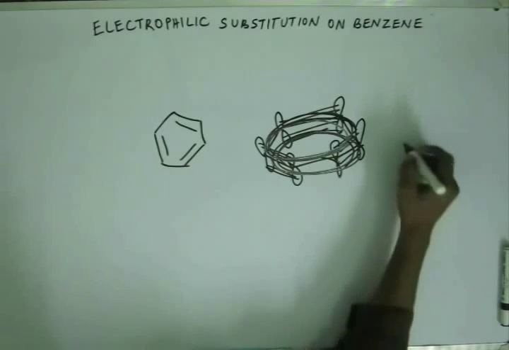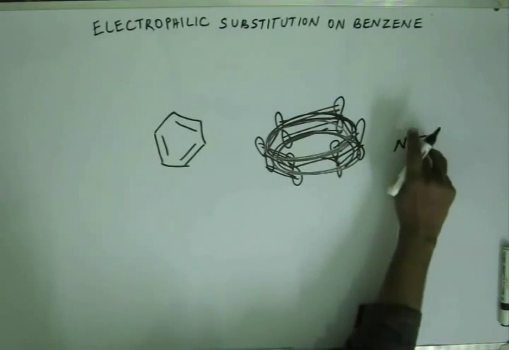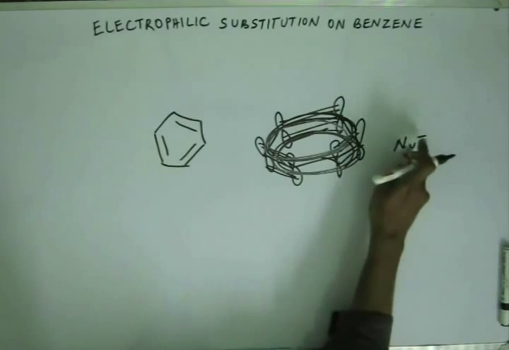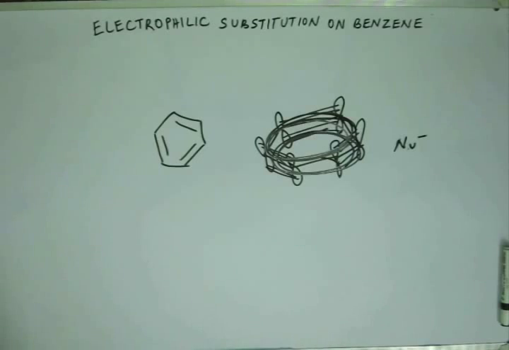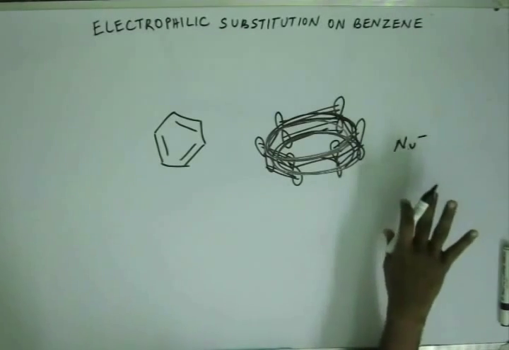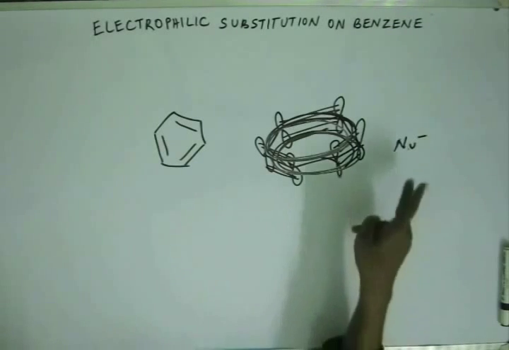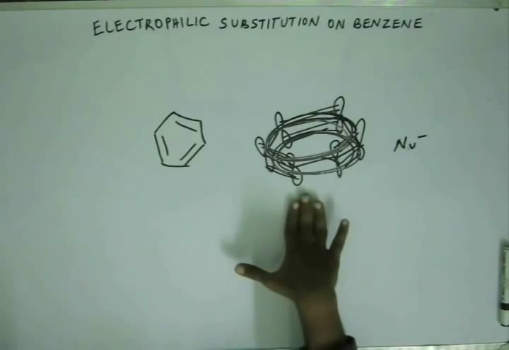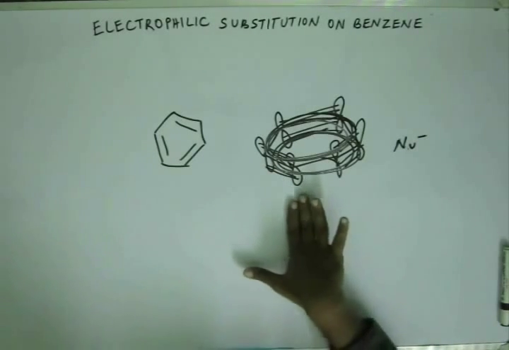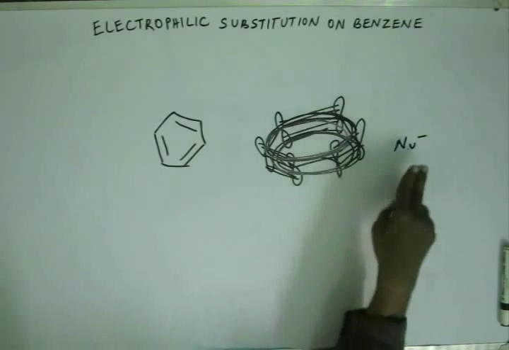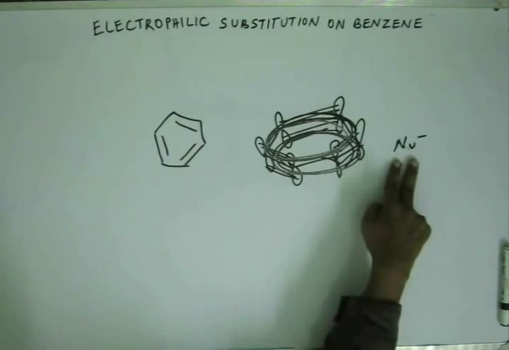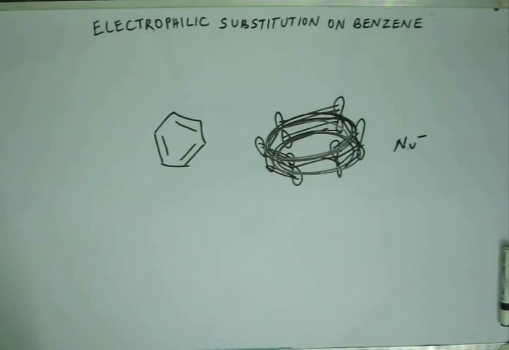A nucleophile will be nucleus loving. Nucleus has a positive charge, so nucleus loving means positive charge loving, and a species which itself has negative charge will be positive charge loving. So a nucleophile generally will have a negative charge or a lone pair, so definitely it will be electron rich. Electron rich species will never approach electron rich species. Benzene is an electron rich species, so benzene is not going to be approached by an electron rich species, that is, a nucleophile. So a nucleophile will never show any kind of reaction with benzene, at least not a substitution reaction.